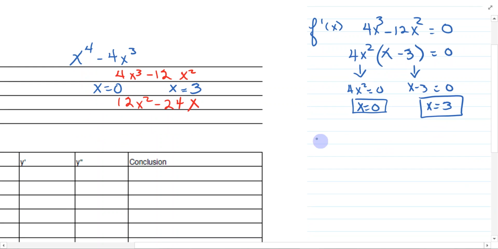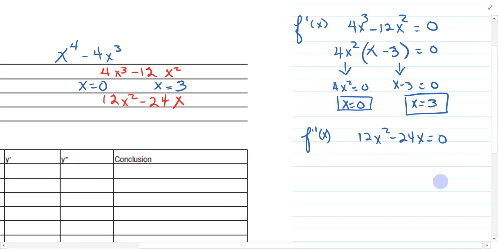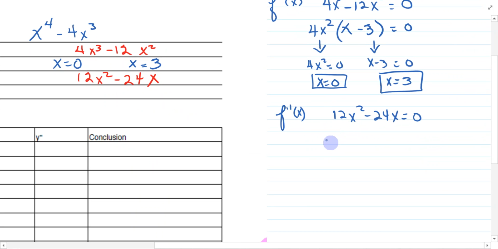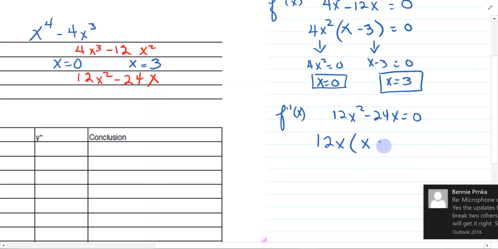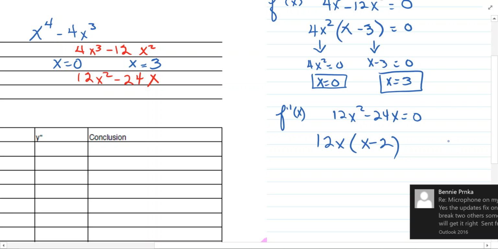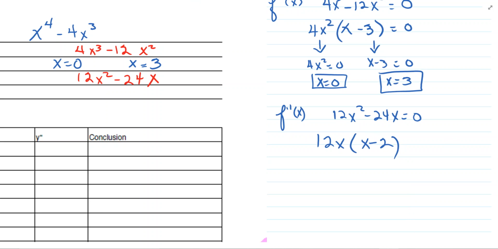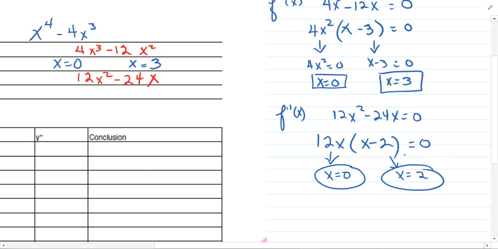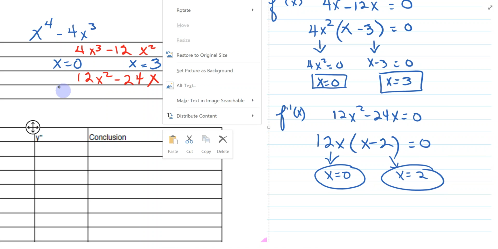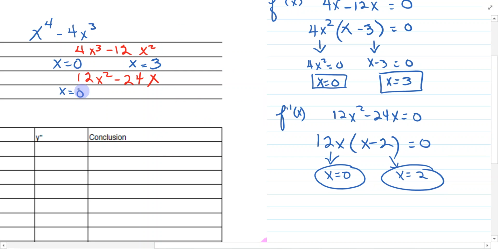I do the same thing for the second derivative, and that's going to be 12x squared minus 24x equals 0. And I'll factor out again. I'm going to take out a 12x, which leaves x minus 2. All right, and that's going to be equal to 0, and that means I'm going to have x is 0 here, and x is 2 here. All right, so let's write those over here, and we'll notice that we're getting x is 0 as a critical number and as a point of inflection.